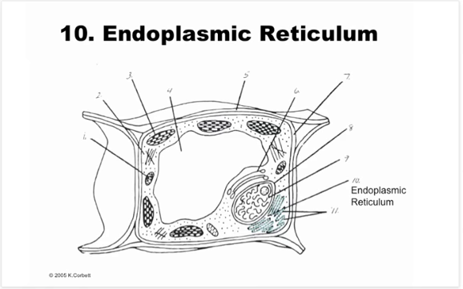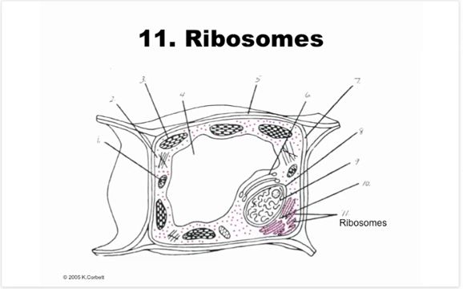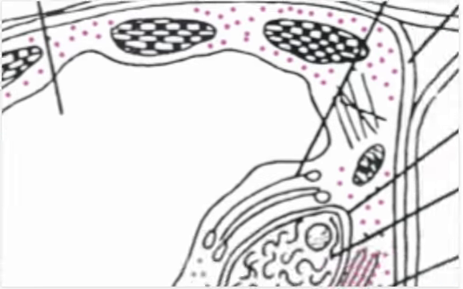And the last one on the plant cell are the ribosomes. The ribosomes are in a couple of different places. Let me zoom in and show you. So first are the little pink dots that are all over the cytoplasm. The other one are the little pink dots on the endoplasmic reticulum. So there's two places that you need to color in these dots.